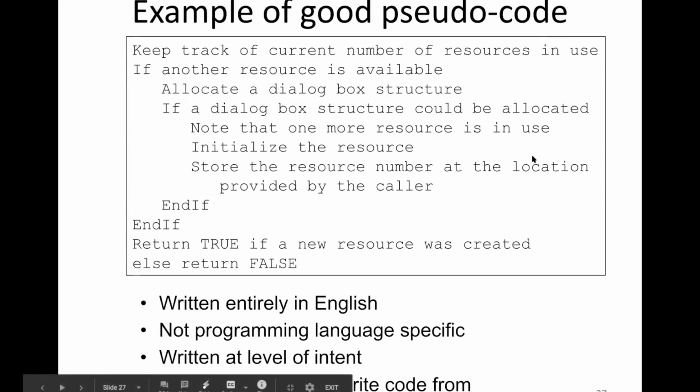Here's a better example. This is written in English. It's not specific to a programming language, and it's written at the intent level. So it's written at a level where we can tell what's intended, but it's not so detailed that we might as well just write the code. And so then the question could be, well, when should I do pseudocode and when do I just write the code? Well, if the algorithm is complex enough that pseudocode helps to make it more understandable, then we might do that. We might describe the algorithm in pseudocode in some document. But if it's pretty simple, we wouldn't want to do that. We just write the code.